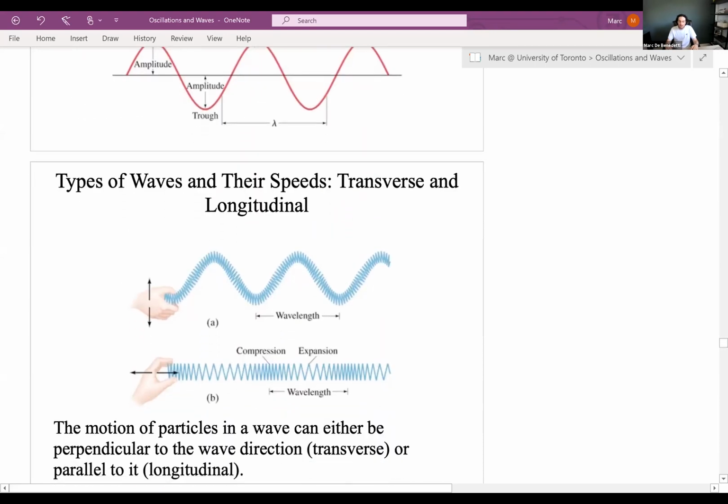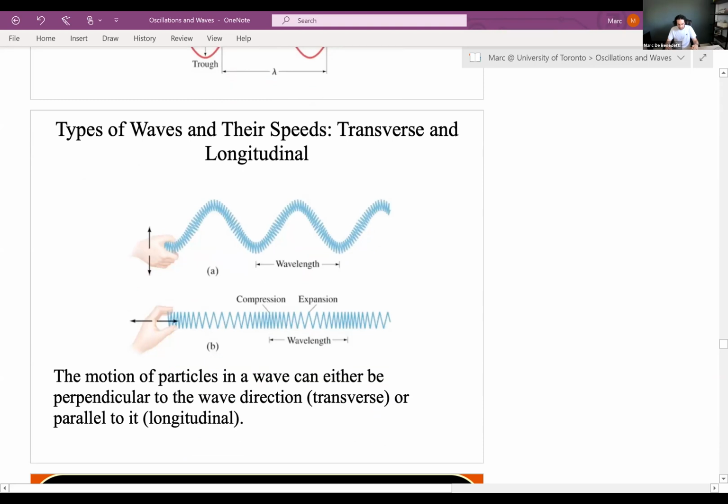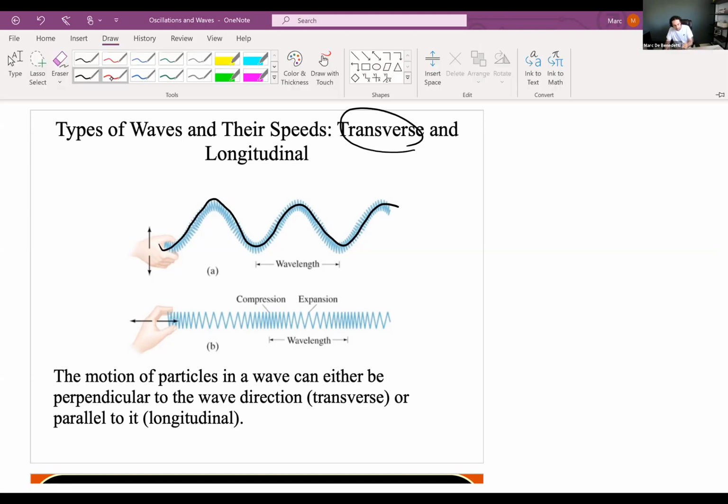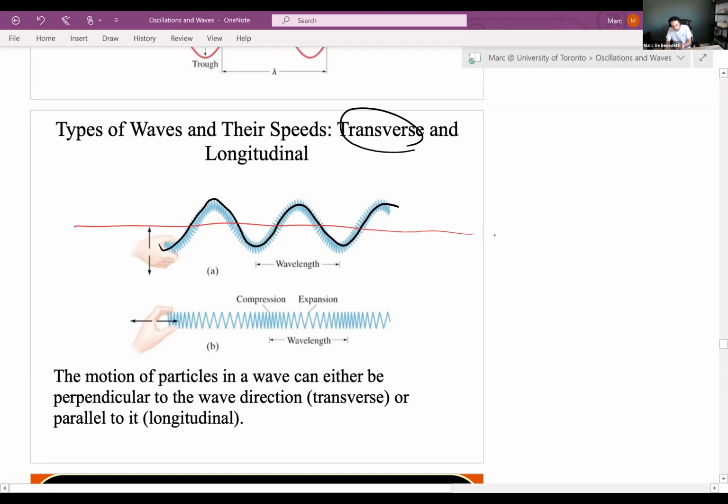Okay, there are two types of these waves. There's something called a longitudinal and a transverse wave. A transverse wave, our brains are very familiar with. This is a transverse wave. Why is it called transverse? Well, we have this equilibrium position where y is equal to 0, and a transverse wave occurs when you cross the equilibrium position. That's a transverse wave.